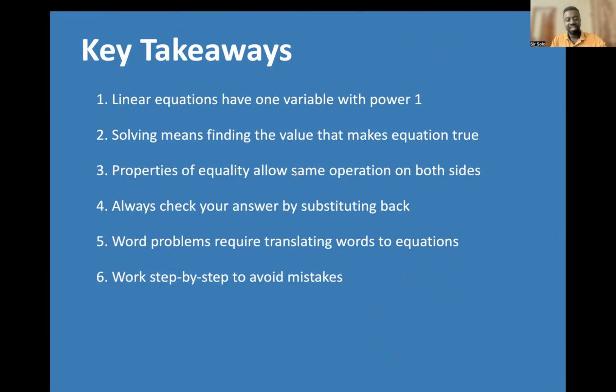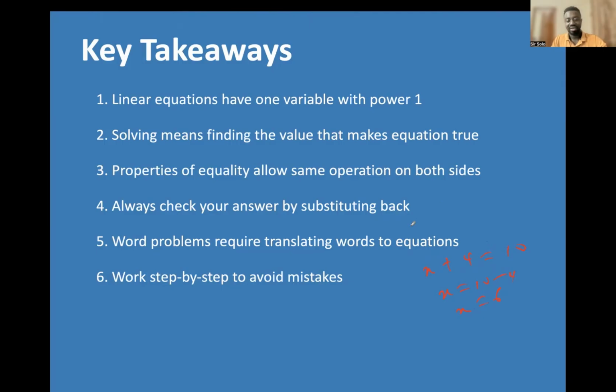Always check your answer by substituting back. So you find the value of x. If x plus 4 is equal to 10, then x is equal to 10 minus 4, so x is equal to 6. We have to always substitute to be sure. So we have 6 plus 4 is 10, and the left and right sides are the same, right? Good.